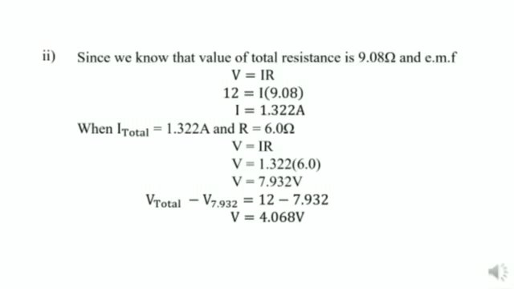So the voltage is 7.932 volts. So we want to find the voltage across the 8.0 ohms. We must use the total voltage minus the voltage of 7.932 volts. So the voltage across the 8.0 ohms is 4.068 volts.